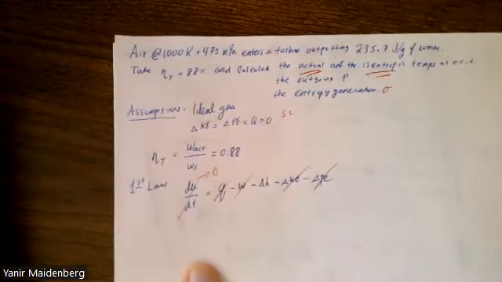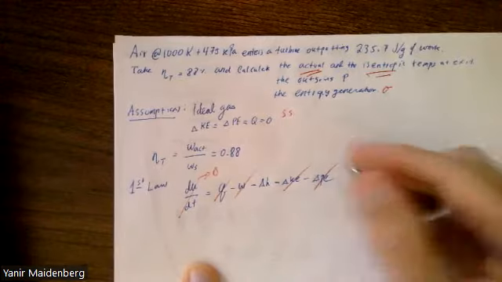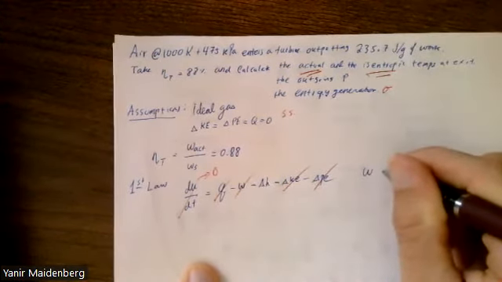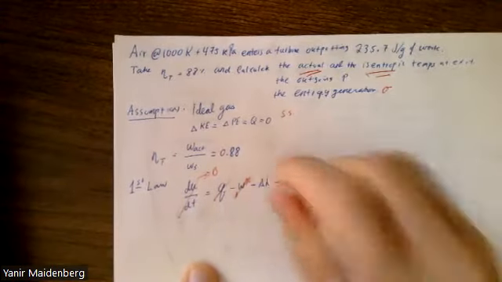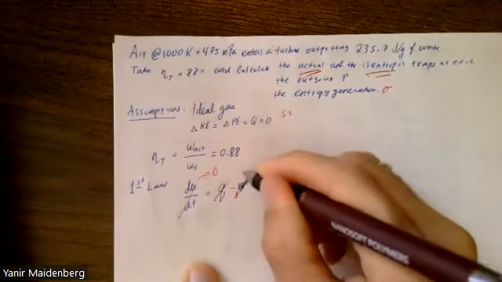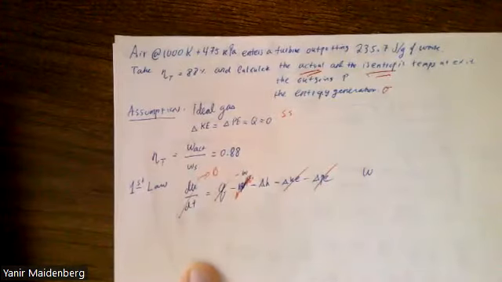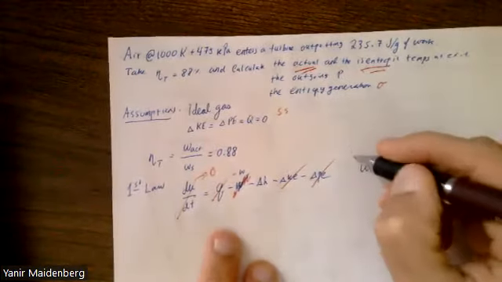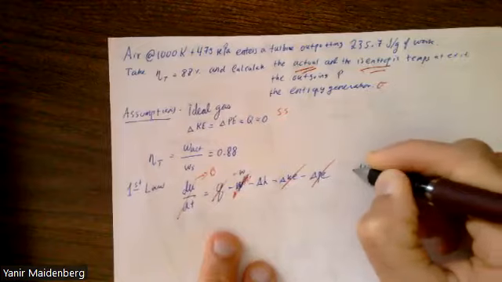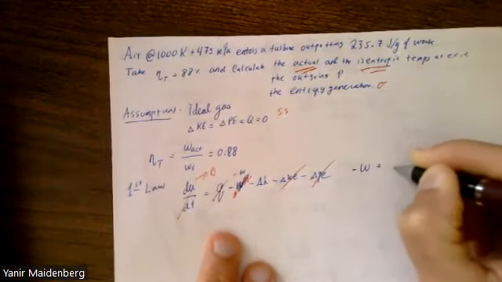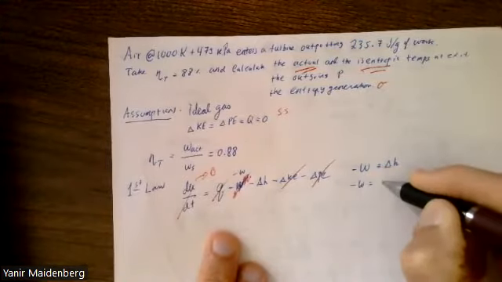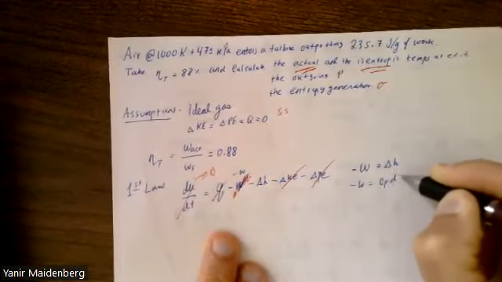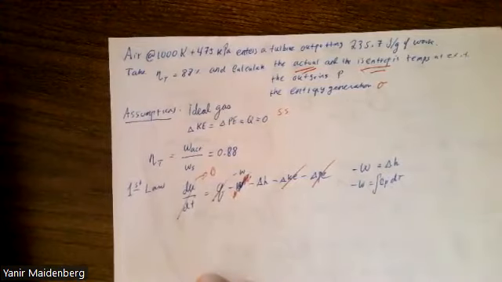So dU/dt is 0. What we're getting is that the work, oops, I'm sorry, the work is not 0. Mistake. This work is definitely not 0. We're basically solving it. What we're getting here is that the negative work is equal to the delta H. And for an ideal gas, the negative work is the integral of Cp dT.